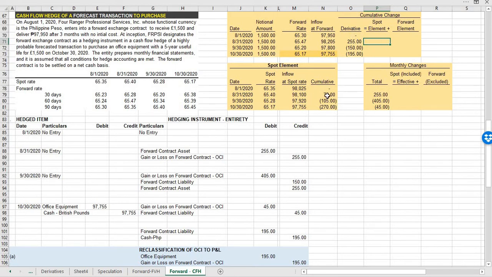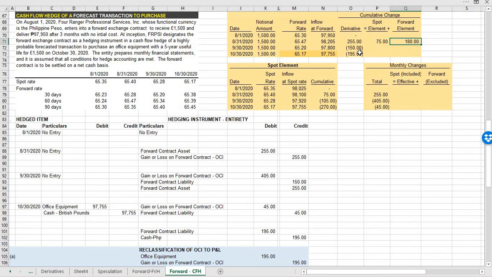So, sabi dito sa ating schedule, meron tayong 75 pesos positive. So, ilalagay natin yun dito, 75. At ang forward element natin is 255 minus 75. That is 180. Again, ang forward element is the difference between the total value of the derivative and the fair value of the spot element.